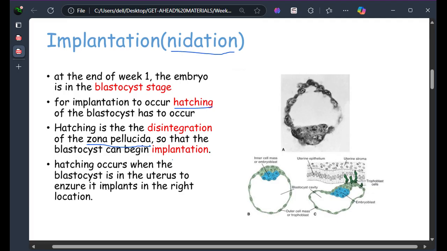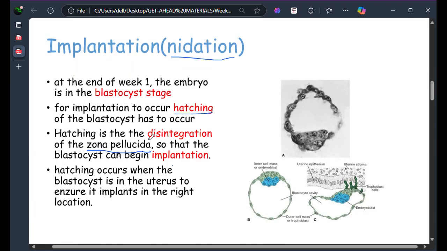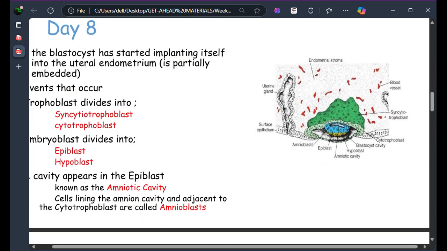Why does it occur this way? Hatching has to occur specifically when the embryo reaches the uterus to prevent the blastocyst implanting elsewhere apart from the uterus. So once it reaches the uterus, there will be chemical signals that will allow it to hatch and then it will implant there. If not, then you might find it implanting in the wrong place, like the fallopian tubes, and you're calling that an ectopic pregnancy.